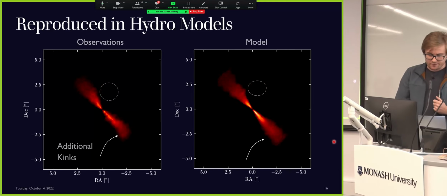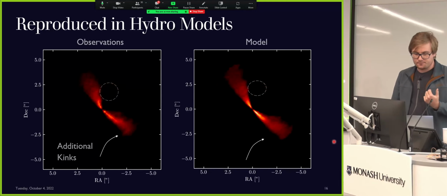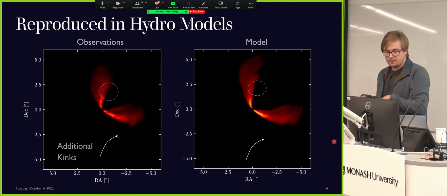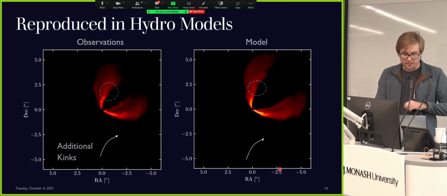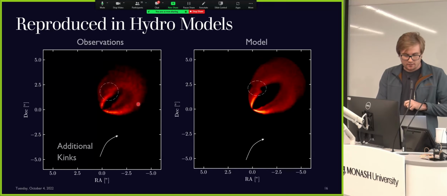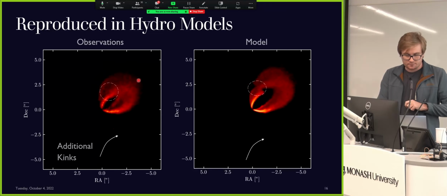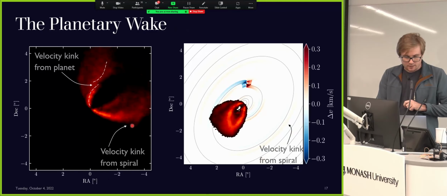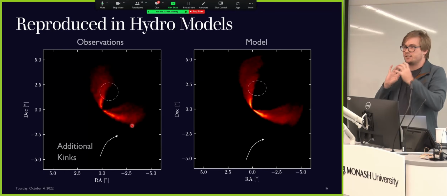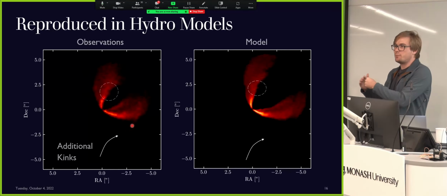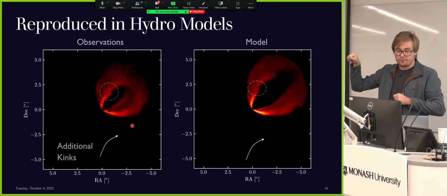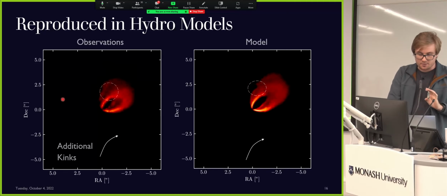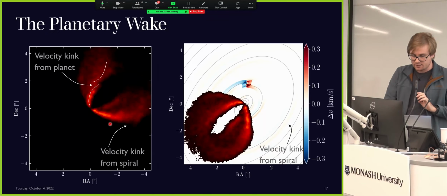But there's also additional features that we see in the disk, additional kinks that we can see in the disk as well. So you see on the bottom here, I'm pointing out one particular kink that travels along this direction in the disk. What this actually is, is the spiral wake from the planet. It's propagated around. So we have the kink from the planet and then the spiral wake that's traveling around the opposite side of the disk and is perturbing the velocity field on the other side of the disk.